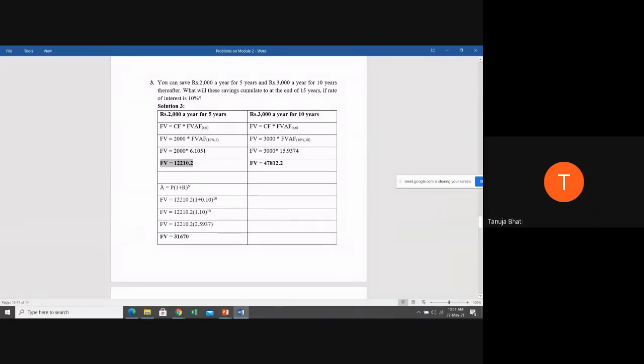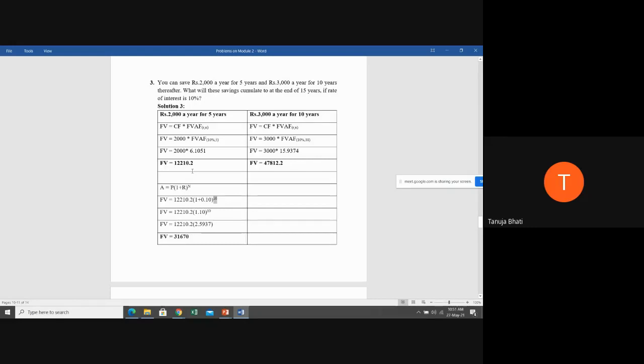So again, how to calculate the future value of a single cash flow? A is equal to P into the bracket 1 plus R raised to N. So P now becomes 12,210.2. Rate of interest is 10% fixed for a period of 10 years, because this is the future value at the period of 5 years.